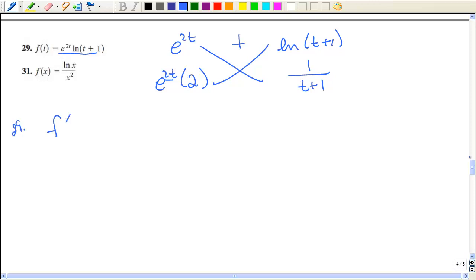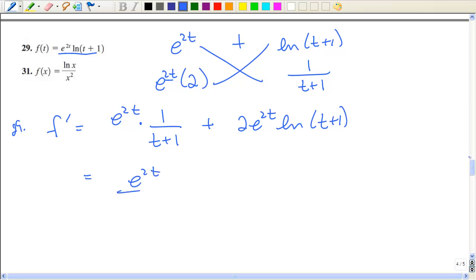So number 29, my derivative is e to the 2t times 1 over t plus 1 plus 2e to the 2t, natural log of t plus 1. And you can leave your answer like that. You don't have to find a common denominator for me.